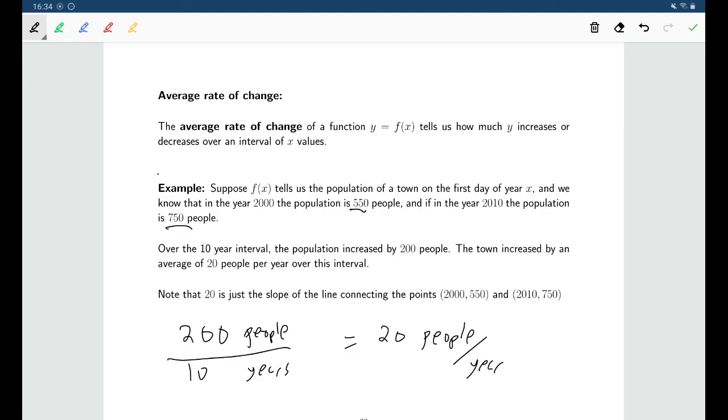Now, nice thing here is this is really just the slope of the line connecting those 2 points. The point from the beginning of that interval, when x is 2000 and the population is 550, and the end of it, when x is 2010 and the y value is 750. And in fact, if you calculated the slope of those 2 points, you would find that the slope is 200 over 10, which is the same thing as 20, telling you that you're increasing by 20 people per year. If the average rate of change was negative, then that would be telling you that the population would be decreasing for this town, that it would have gone down by a certain amount per year.